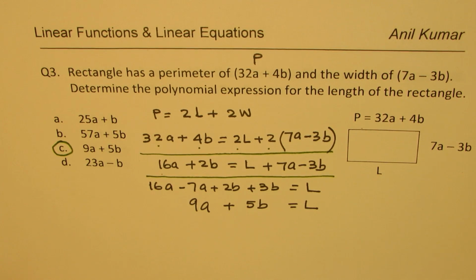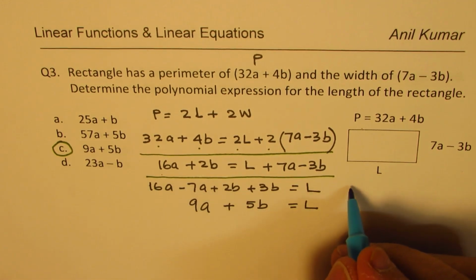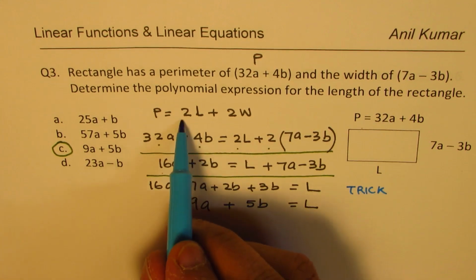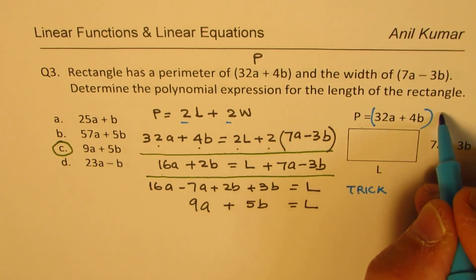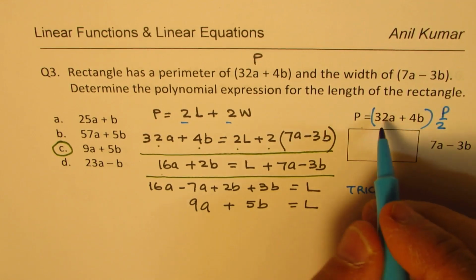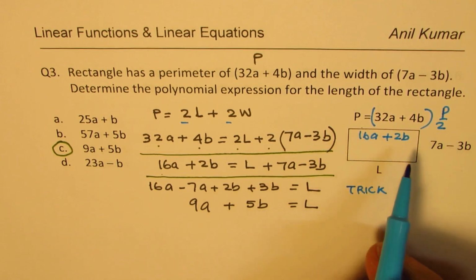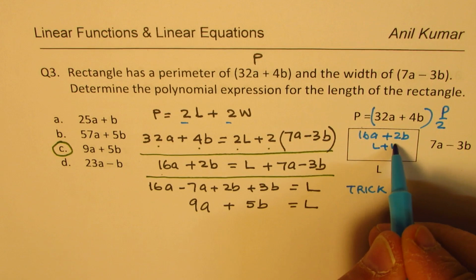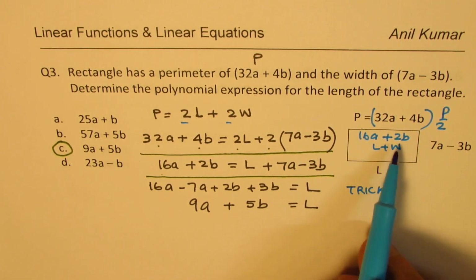Now, in the test, what you could do, if it is a multiple choice question and you want to do it fast, so what could be a trick here? Let's talk about trick also. So trick is perimeter is twice these values. So first, whatever this value is, find P over 2. So P over 2 will be 16a plus 2b, right? Now, that is sum of length and width. So this is length plus width. So you from here take away 7 and take away this and you get your answer.